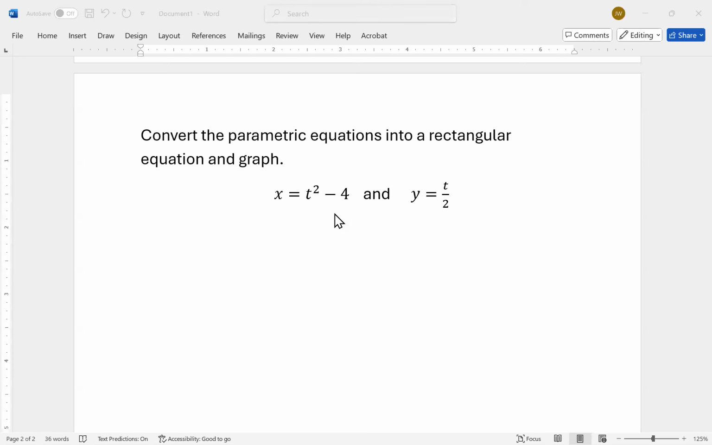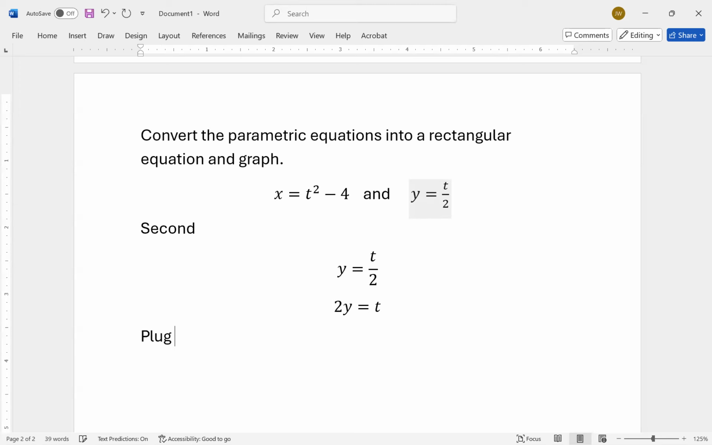In this example, in the first equation, it's hard to solve for t because when I solve for t, I'd have to take a square root and then I'd have positive and negative square roots. However, in the second equation, it's really easy to solve for t. So the second equation has y equals t over 2. If I simply multiply both sides by 2, I end up with 2y is equal to t.